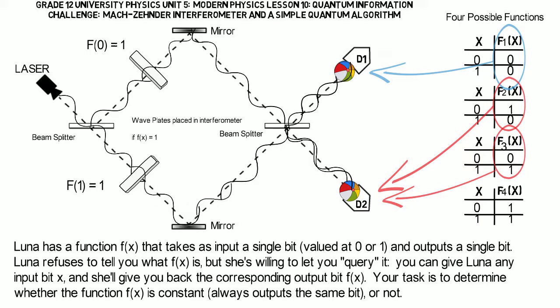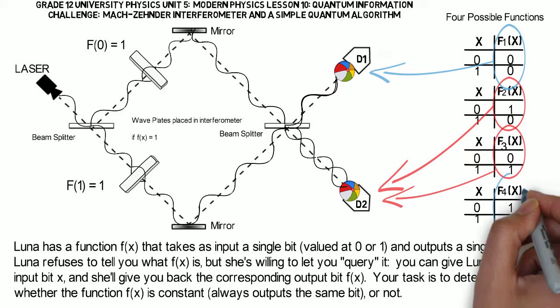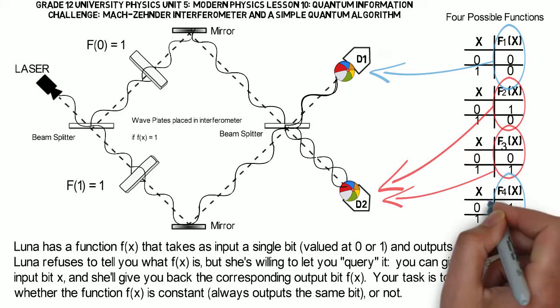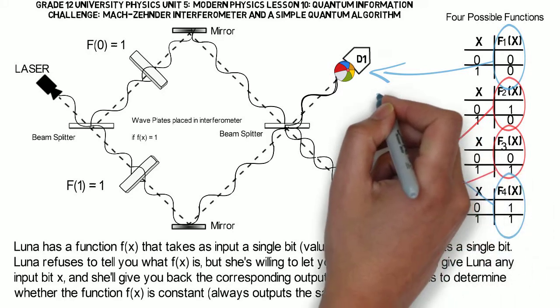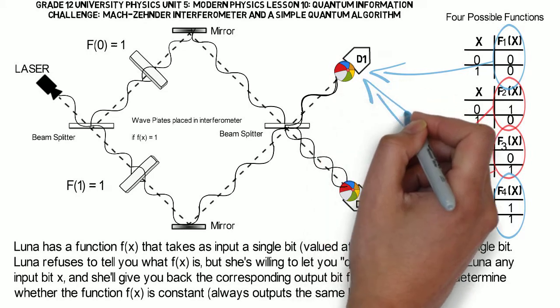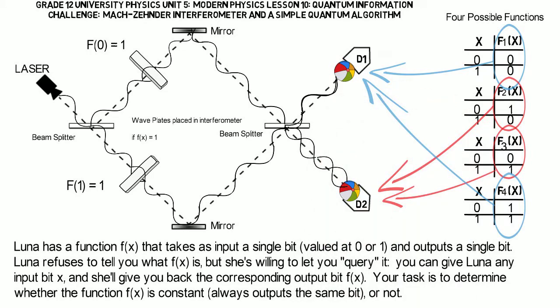So you can see that if we look at the functions, if f of x is constant, it will always be detected at our top detector here. Whereas if it's not constant, it's always detected at the bottom. So for a quantum computer, you only need to ask one question. Where is the photon detected?